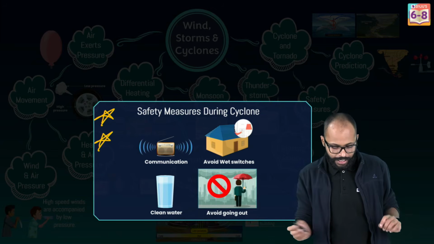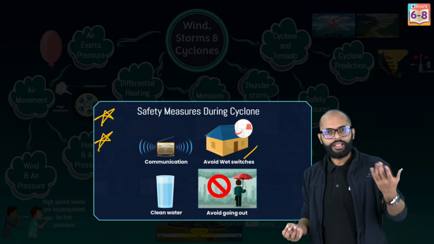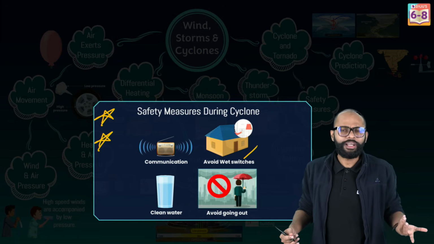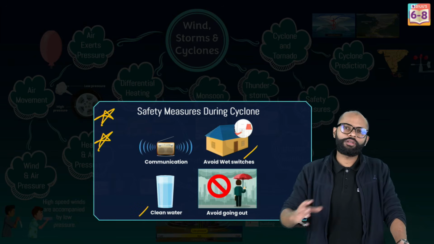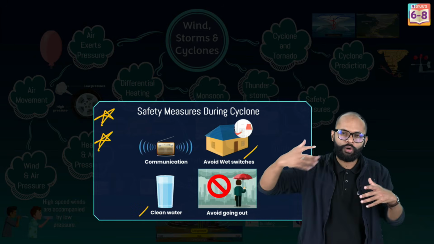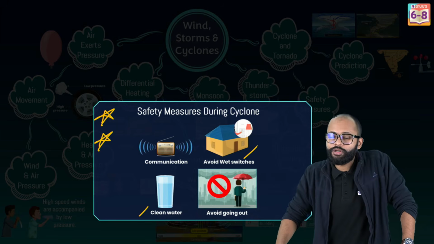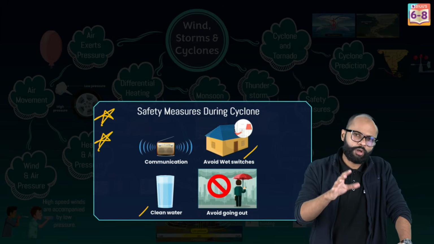All right. Next is avoid wet switches. If switches are wet, you know there is a chance of getting a shock from them, right? Clean water, because in cyclones, what happens? All the water reservoirs, they are filled with this dirty water, right? So that's why clean water रखना बहुत जरूरी है. साइक्लोन अगर आने वाला हो तो घर में normally क्या करते हैं लोग?